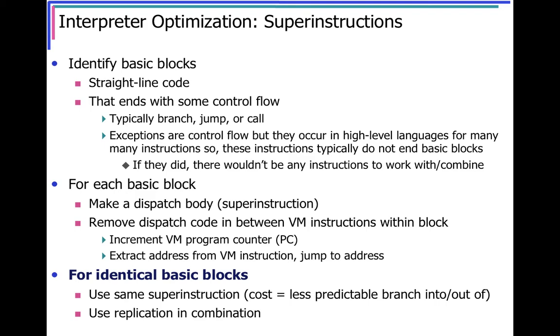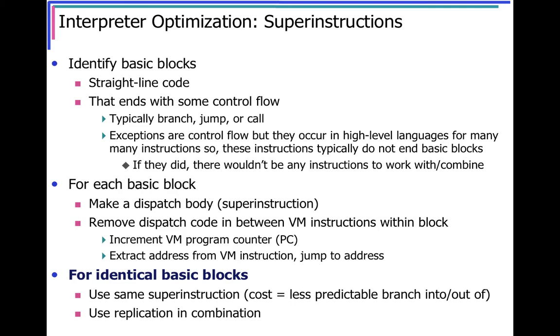So for super instructions in the paper, the first thing we got to do is identify the basic blocks in your program. This is a static analysis that's done to identify the straight line pieces of code. Then for each basic block, we're going to make a dispatch body. So notice before we were dispatching and invoking a handler function for every single instruction. Now what we're going to do is combine the handlers of all the instructions in a basic block into one super instruction.